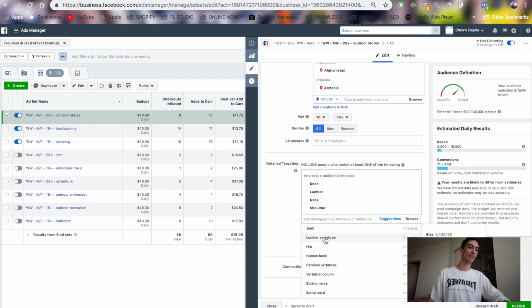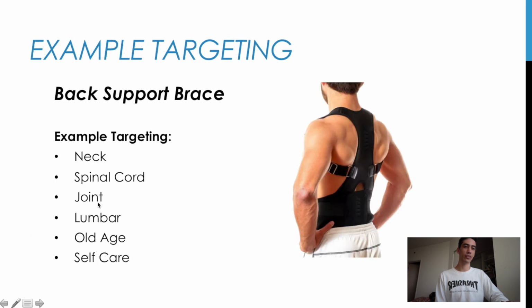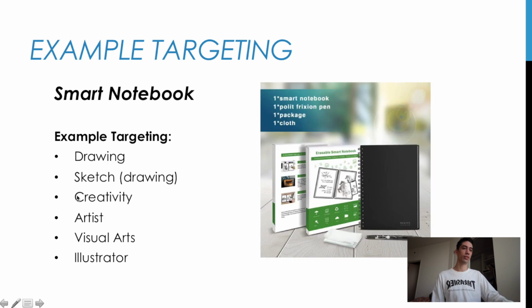Vertebrae, that's what I meant, lumbar, vertebrae, hip. So these are some of the ones I included in the targeting here. You guys can see joint, lumbar, old age, self-care. This will be kind of an object type angle, like your neck, and then this would be a demographic type angle, people of old age. And this one would be another object, your joint.